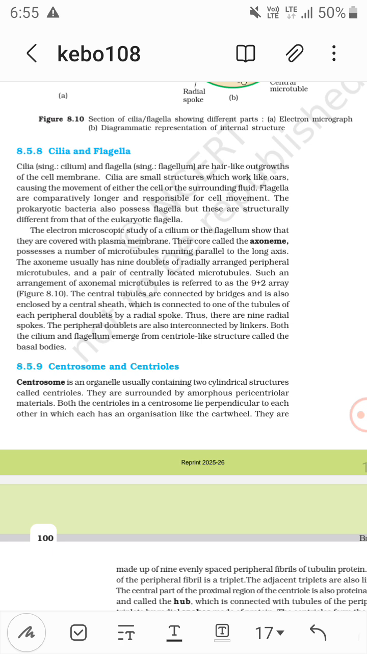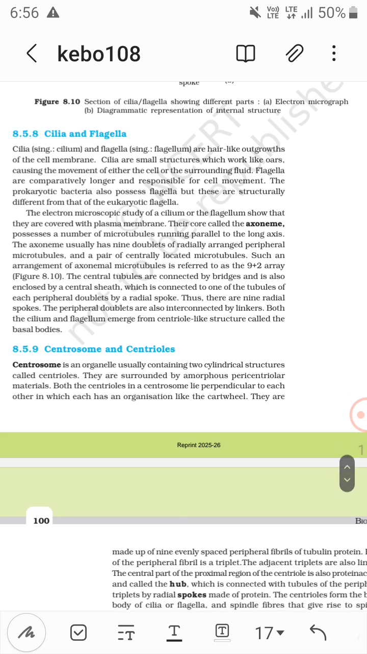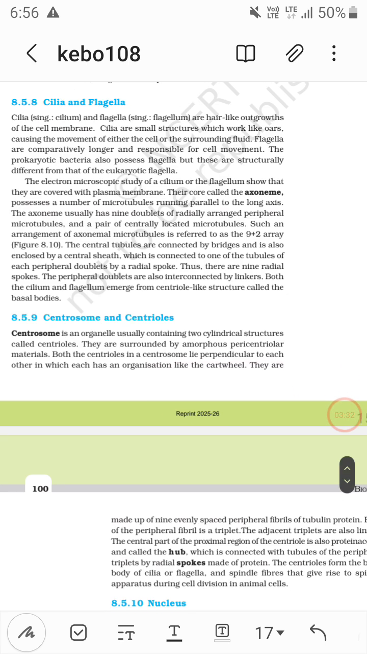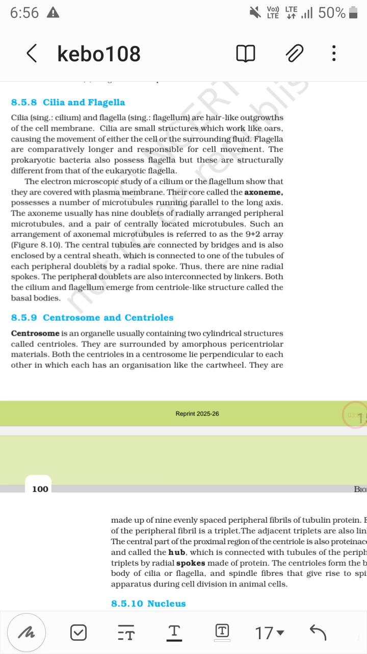And now the central tubules are connected by bridges and enclosed by a central sheath, okay, and connected to one of the tubules of each peripheral doublet by a radial spoke. So 9 radial spokes are there. Now also the peripheral doublets are interconnected by linkers, okay. Now both the cilia and flagella emerge from centriole-like structures called the basal bodies.